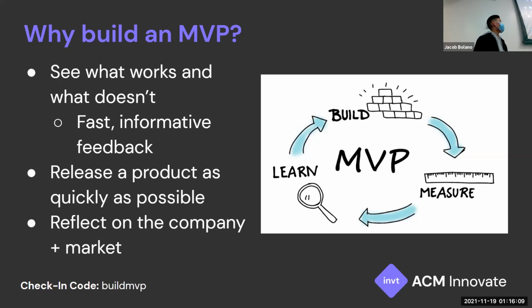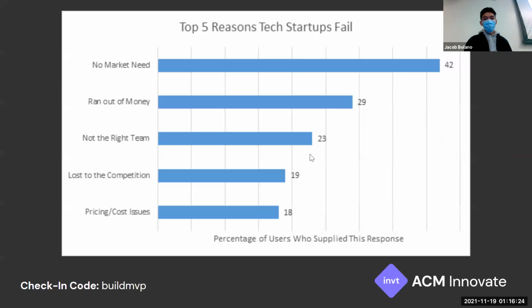So there's a lot of reflection that happens after building an MVP, and that's sort of the feedback loop that you get, as you can see on screen. After building it, you then measure and get that feedback, and in the end, you learn from it, which is the main reason why you'd want to build one.